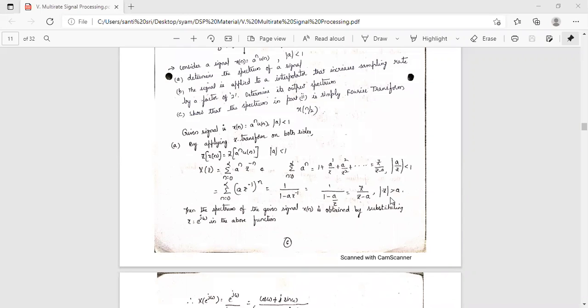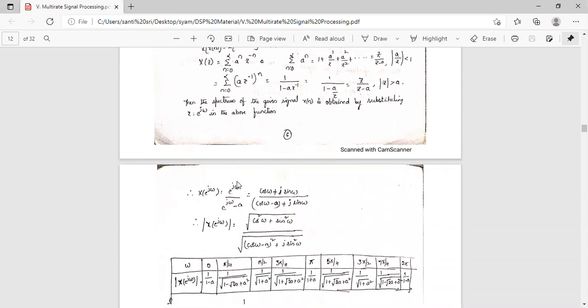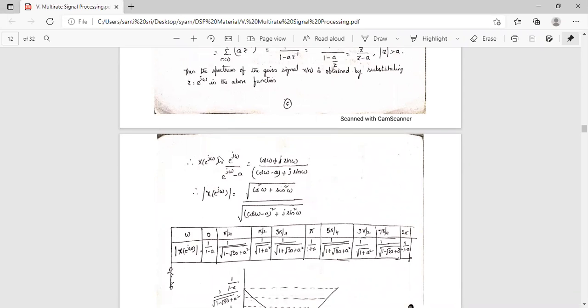So we have to draw the spectrum for this one. For drawing the spectrum, we have to substitute z equal to e power j omega. So in place of z, replace z by e power j omega. So X of e power j omega equals z by z minus a, that is e power j omega by e power j omega minus a. As we know, e power j omega is cos omega plus j sin omega. Here we are separating real and imaginary terms. So the magnitude of X of e power j omega is equal to square root of cos square omega plus sin square omega, by square root of (cos omega minus a) whole square plus sin square omega.